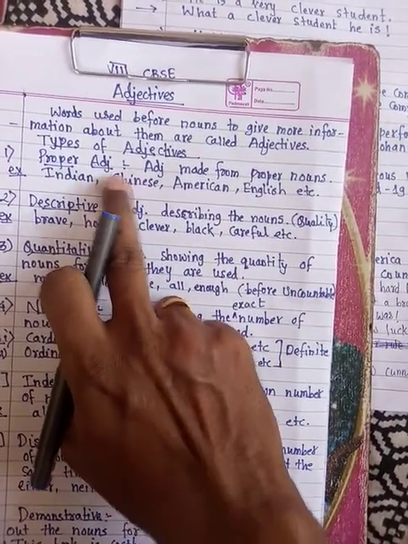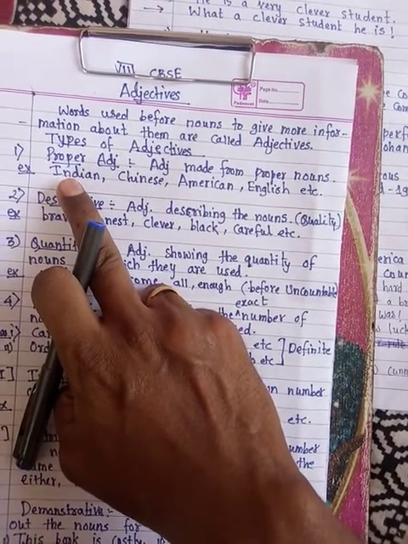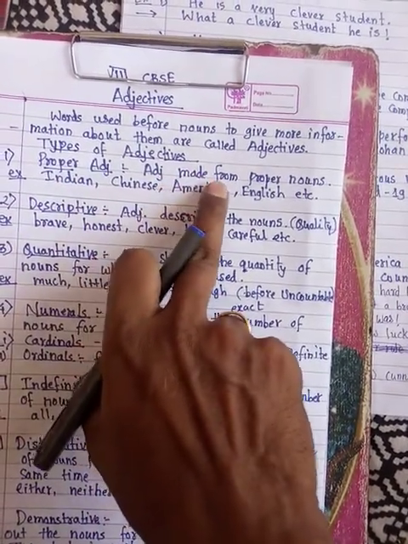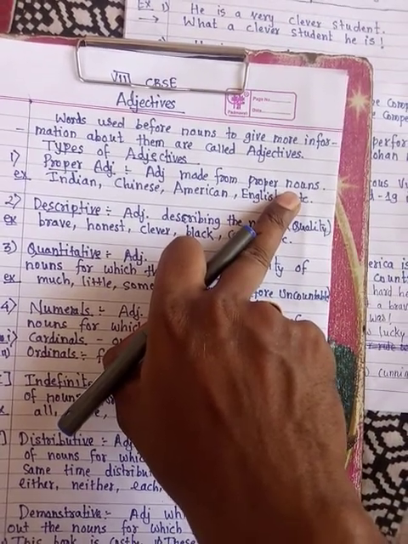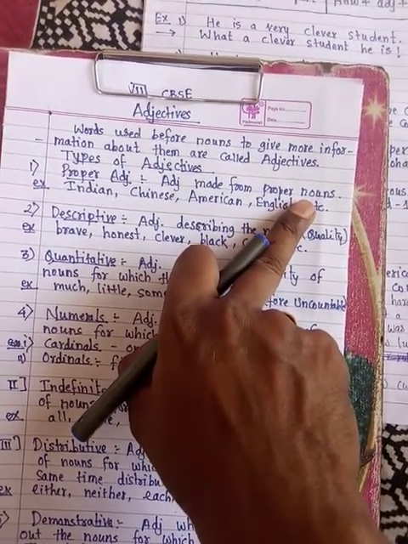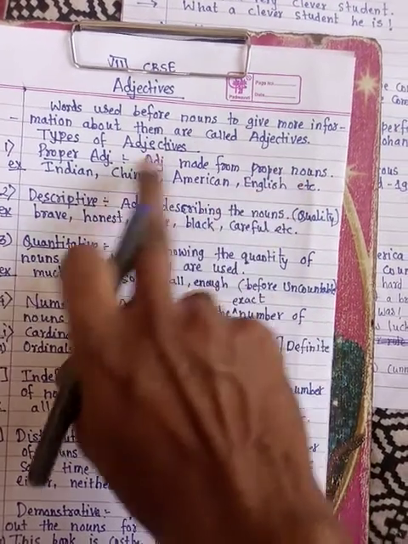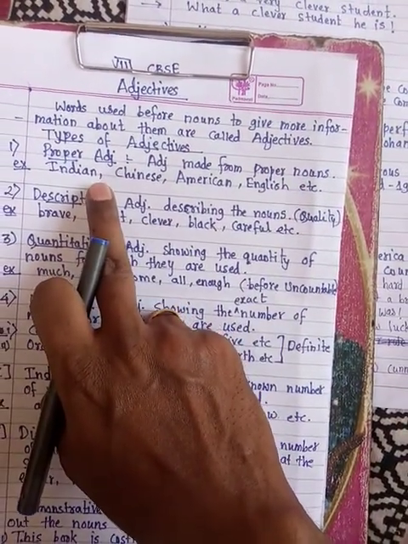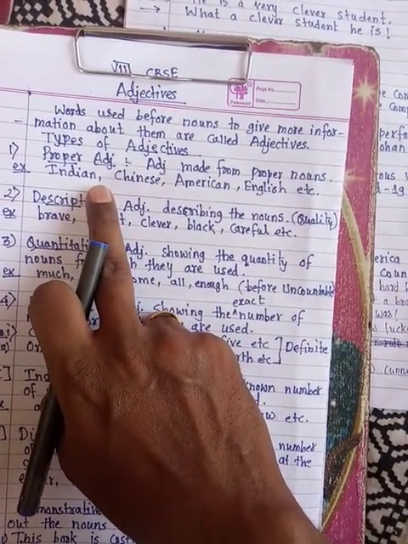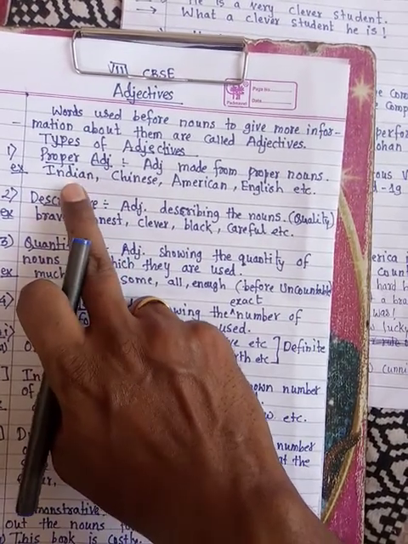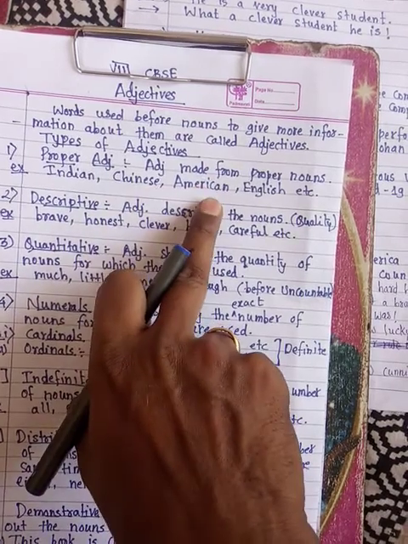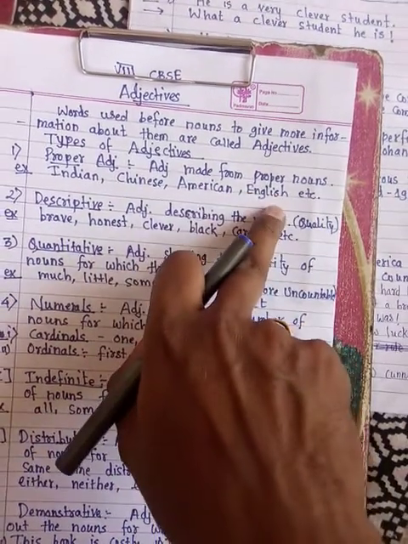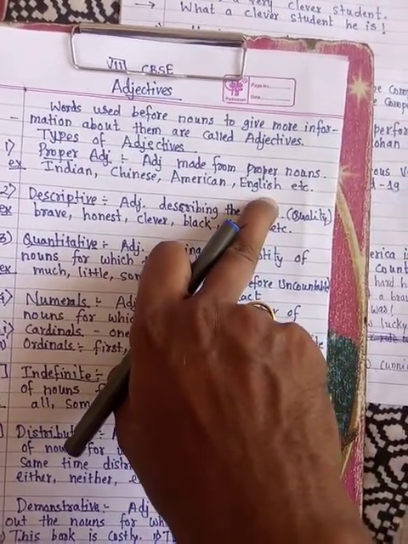Proper means what? Already you studied proper nouns. So adjectives made from proper nouns. Whatever proper nouns you studied, especially the names of countries, a suffix is added to those and a proper adjective is formed. From India, Indian. From China, Chinese. From America, American. From England, English.